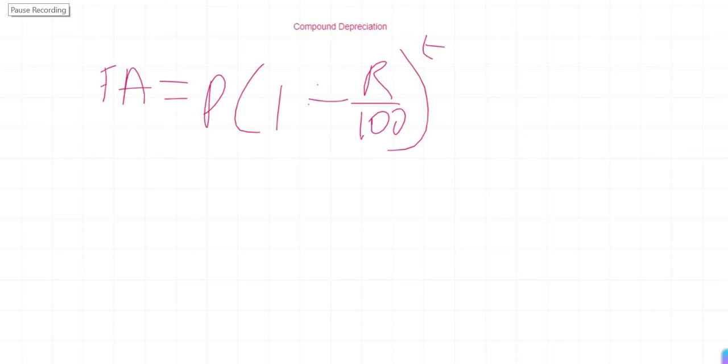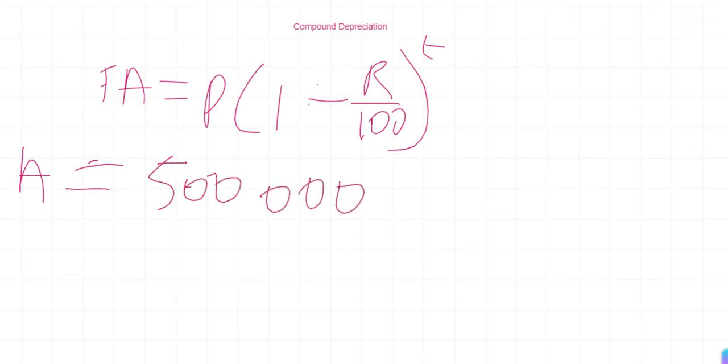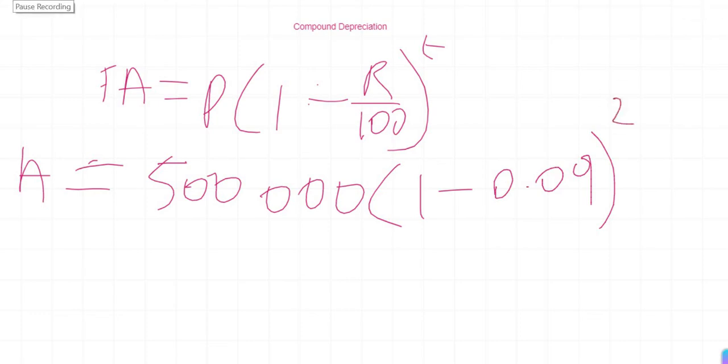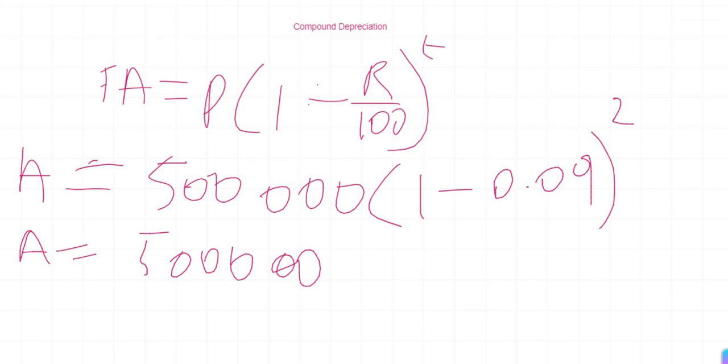So let's substitute the values. The final amount is equal to the principal, 500,000, times 1 minus the 9%. We can convert this 9% into a decimal: 9 divided by 100 gives us 0.09, raised to how long? 2 years. If you continue to work this out, we have 500,000, and we always work what is in the parentheses first: 1 minus 0.09 gives 0.91, raised to 2.